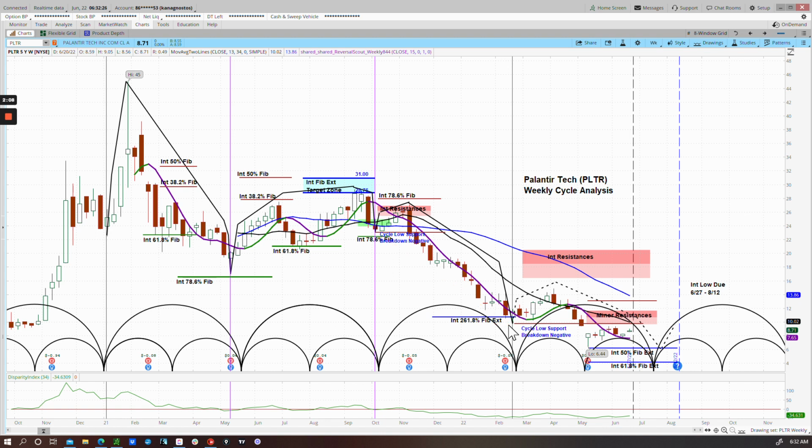Negative configurations also reflect a high probability of not being able to take out the prior cycle high, but instead favor failing in the resistance zone in the subsequent cycle. As you can see, Palantir couldn't even get up into the resistance zone before failing and breaking through that cycle low support. So that's another left-hand translation and negative configuration for this cycle.